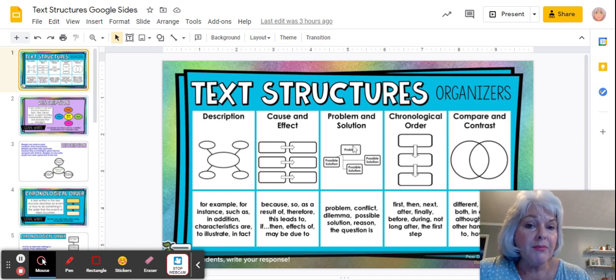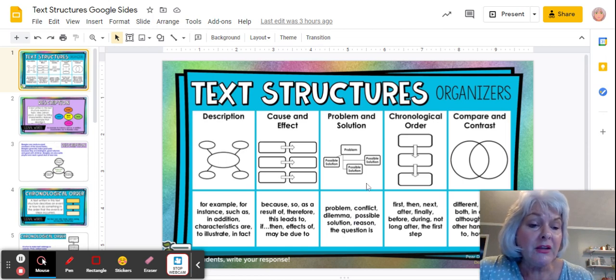So when you're looking at cause and effect for the text structure, these are the signal words. Then for problem and solution, this is the graphic organizer that you can go through, and as you're reading the text, you can say what was the problem and then what was the solution to that problem. So the problem, the conflict, the dilemma, the possible solution, and the reason the question is.